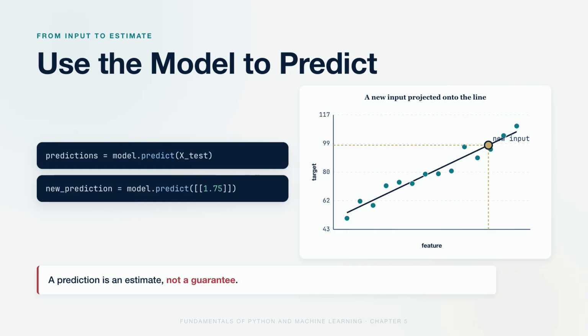A prediction is an estimate, not a guarantee. Its usefulness depends on the data quality, the suitability of the model, and the evaluation result.